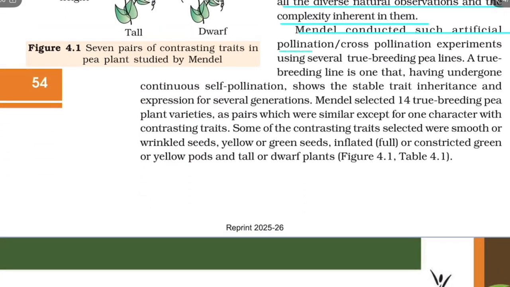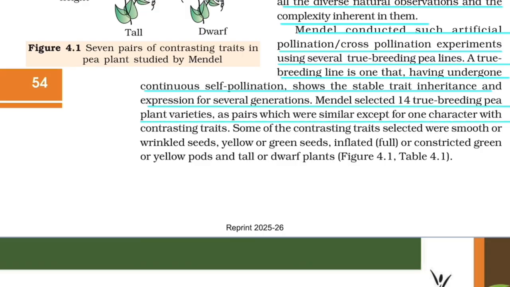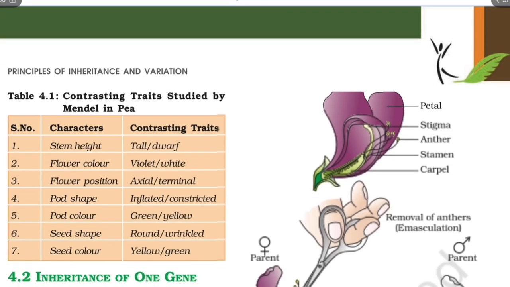Mendel conducted such artificial pollination or cross pollination experiments using several true breeding pea lines. A true breeding line is one that, having undergone continuous self pollination, shows stable trait inheritance and expression for several generations. Mendel selected 14 true breeding plant varieties, pairs of which were similar except for one character with contrasting traits. Some of the contrasting traits selected were smooth or wrinkled seed, yellow or green seed, inflated or constricted green or yellow pods, and tall or dwarf plants.